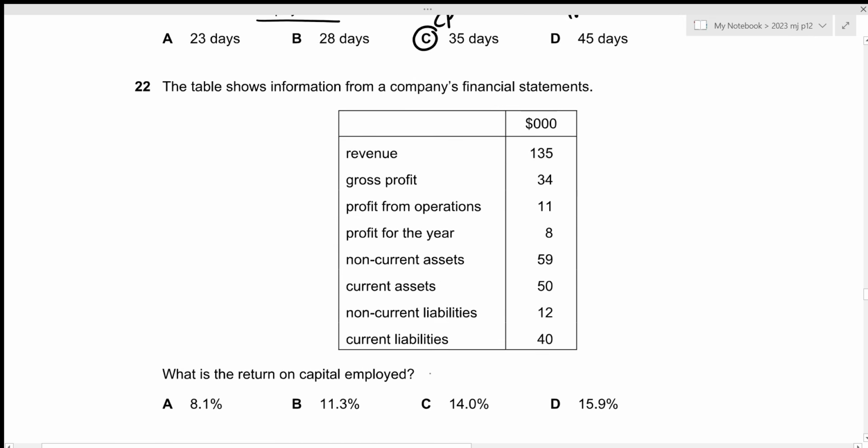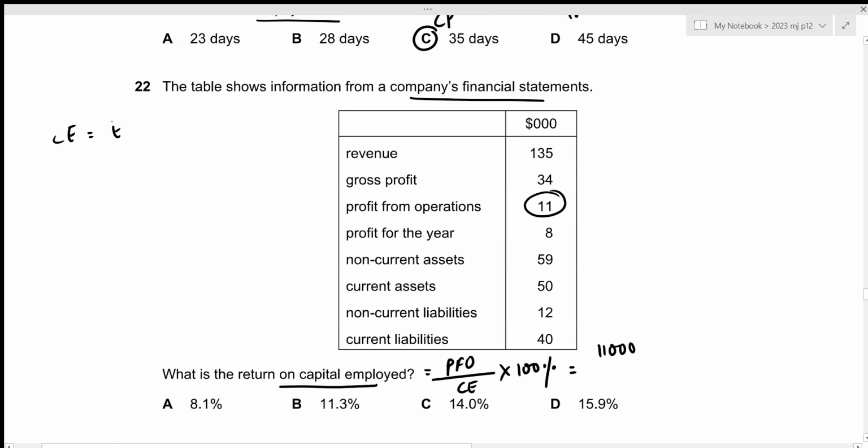The table shows information from a company's financial statements. We need to figure out return on capital employed. So the formula is profit from operations divided by capital employed multiplied by 100%. Okay, profit from operations is right here, that's 11,000. And capital employed is the sum of our equity plus the non-current liabilities. Okay, revenue, gross profit, profit for the year. We are given information regarding assets and liabilities.